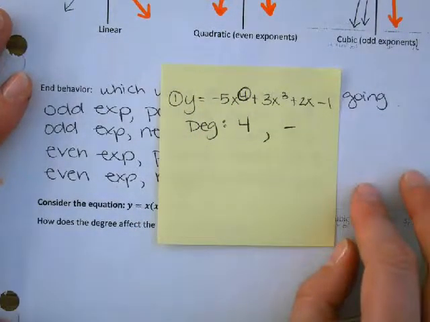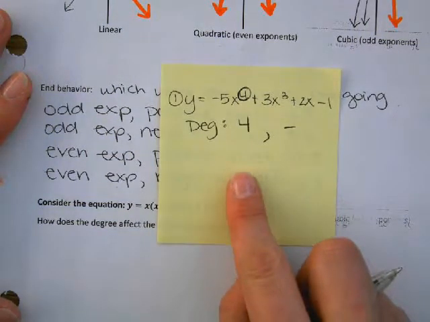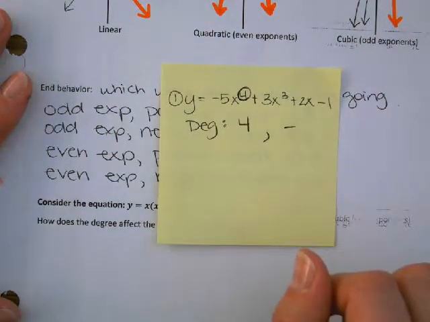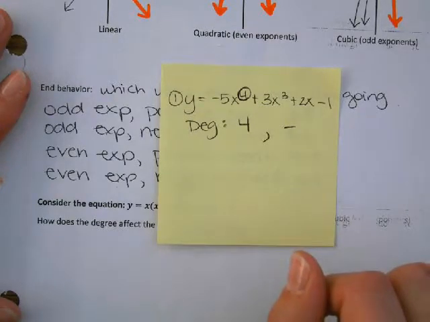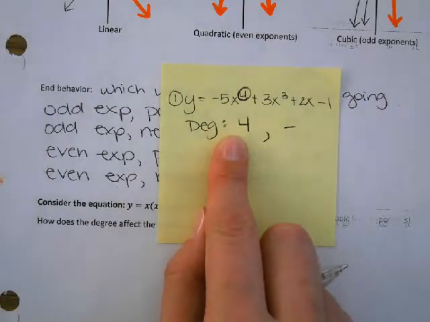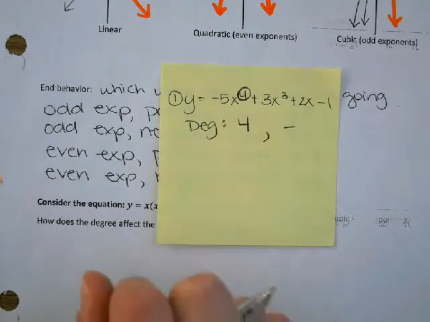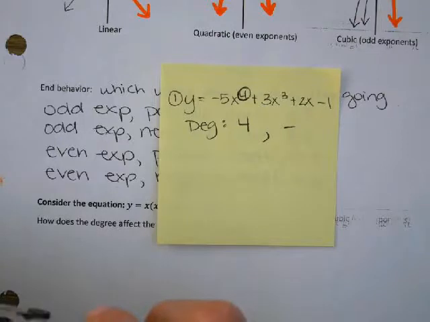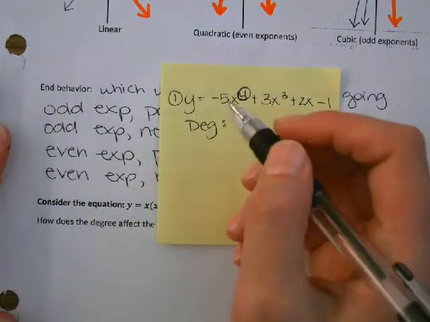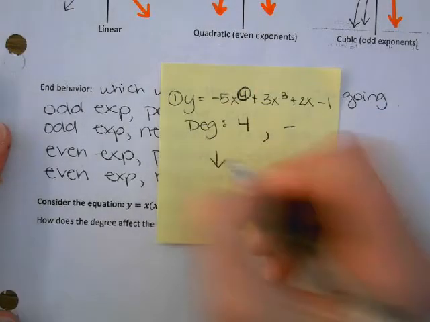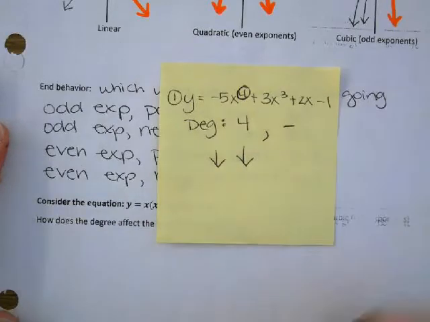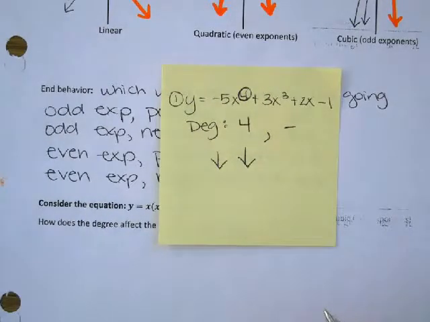So go ahead real quick. Don't say it out loud, but write down what your arrows would be. What would your arrows be? So we have an exponent of 4. The graph is negative. So what arrows should we have? Down, down. Because it's even and it's negative, so they should go down, down.